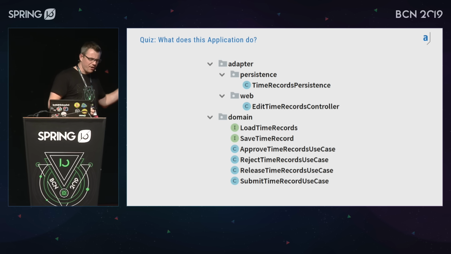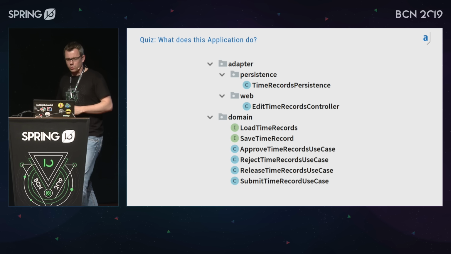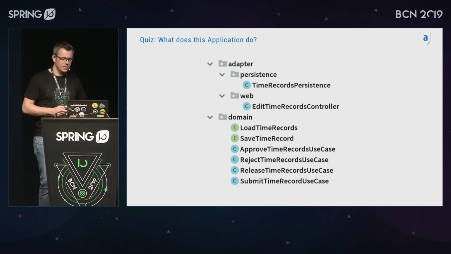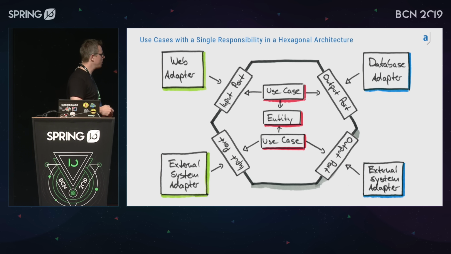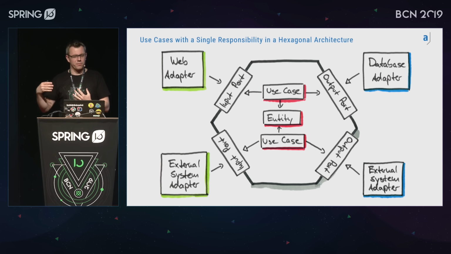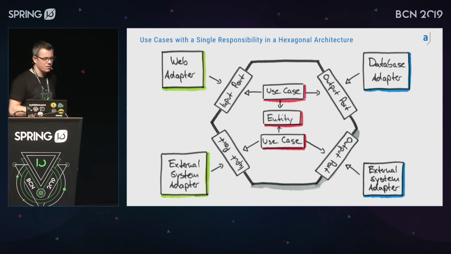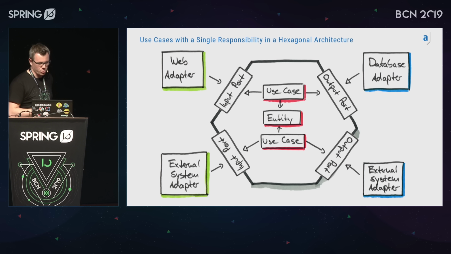You can do this in a layered architecture too, so this is certainly a good way to go, but in this hexagonal architecture, this is even more powerful because of the dependency inversion, and we don't have to change use cases because persistence code changes.